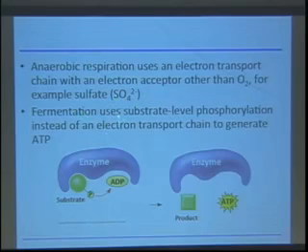Fermentation is a pathway that is actually using substrate-level phosphorylation instead of an electron transport chain to generate ATP. Remember that last time we defined substrate-level phosphorylation as a process where we have an enzyme that is binding to a substrate that is phosphorylated, like this cartoon shows here, and also binding to an ADP molecule, adenosine diphosphate, and transferring the phosphate from the substrate to ADP to generate ATP. So that's a substrate-level phosphorylation reaction.